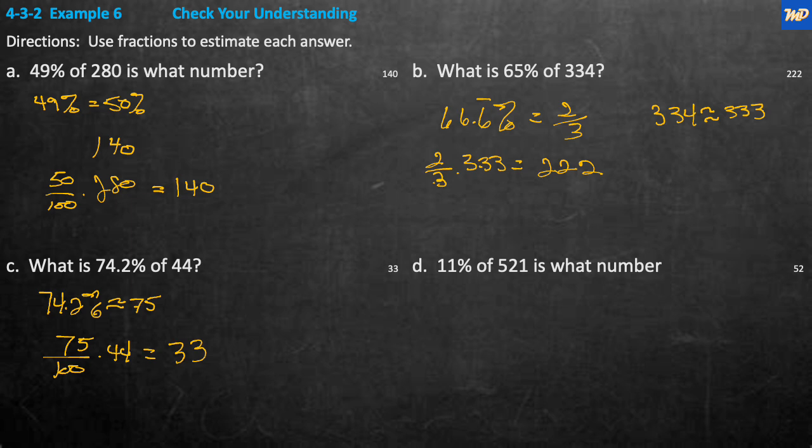And lastly, in our heads, how you want to do these, you can just say, oh, 11 is very close to 10%. And 521, you can even just make it 520 because that's a multiple of 10. And then we can say 521 is approximately equal to 520. And now when we take 520 and divide it by 10, it equals 52.